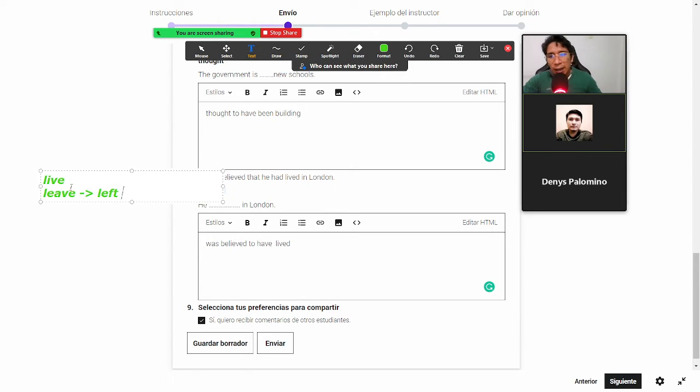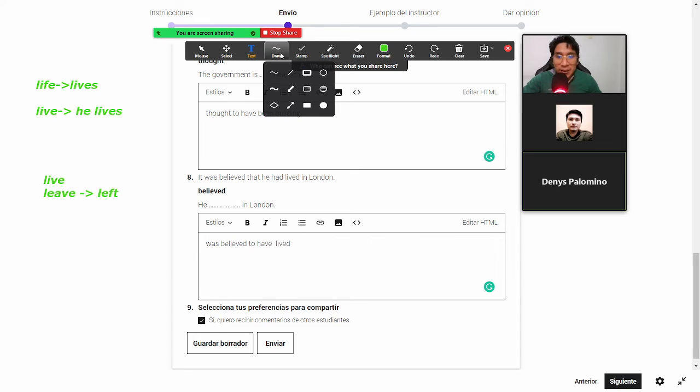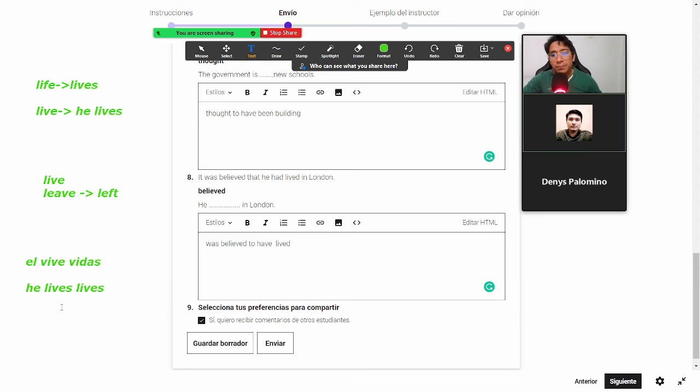Ahora, vida en inglés se dice life. En plural, lives. Ahora, vivir se dice live. Pero qué pasa si trabaja con el presente perfecto. He lives. Ahora quiero que me digan él vive vidas. He lives lives. Okay, entonces tienen sonido de A cuando es noun y tienen sonido de E cuando es verbo.